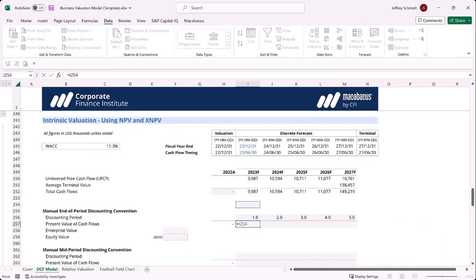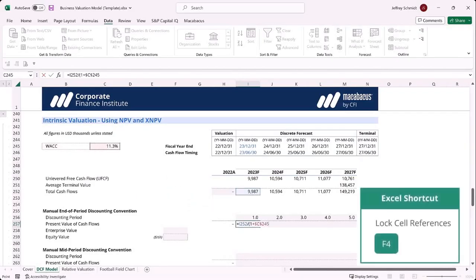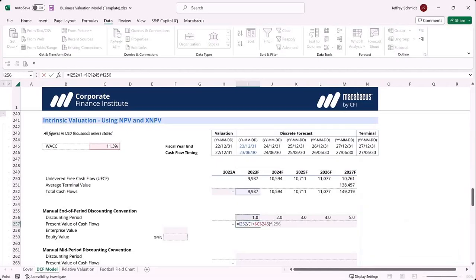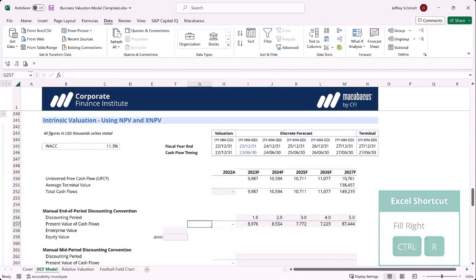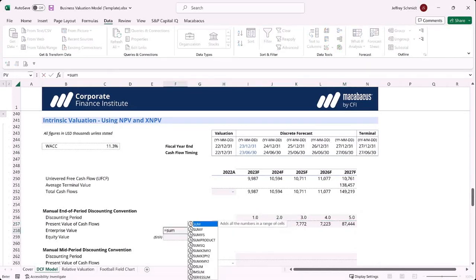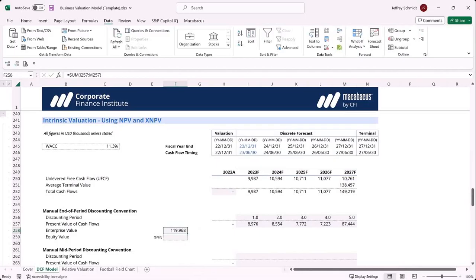Then we can present value the cash flows. Make sure that you anchor your WACC, and raise it to the power of the discounting period. Copy that to the right. Then we'll calculate the enterprise value. These are unlevered cash flows, so we'll capture those. And then for equity value, instead of having net debt and shares outstanding for each one of these calculations, in this section, we'll just do it all at once.